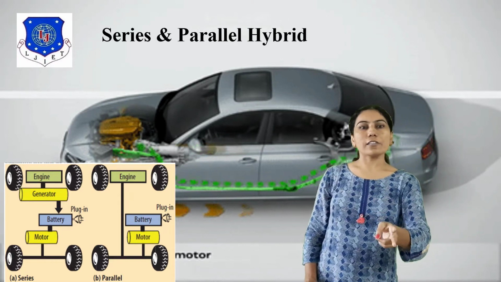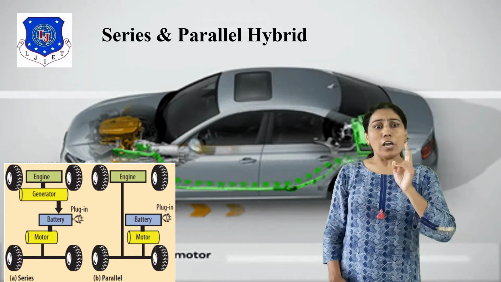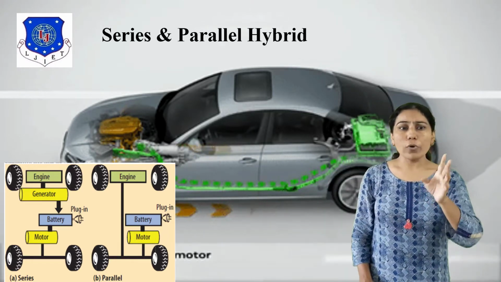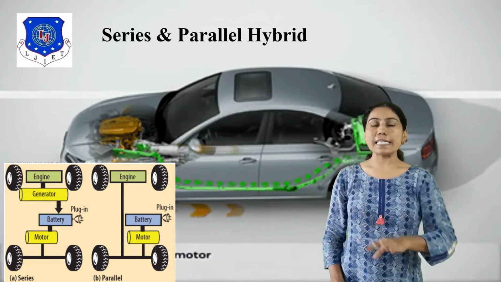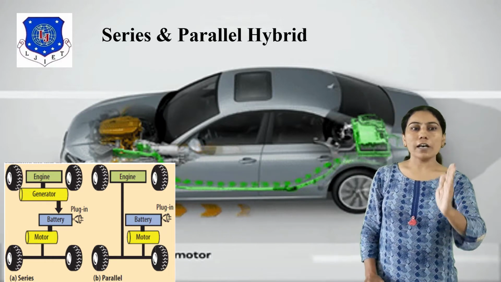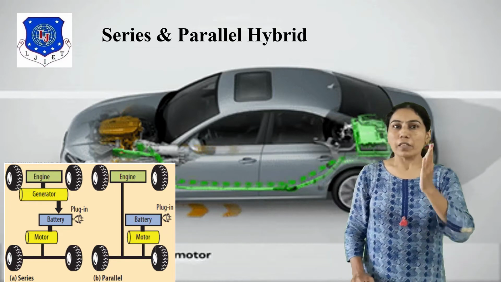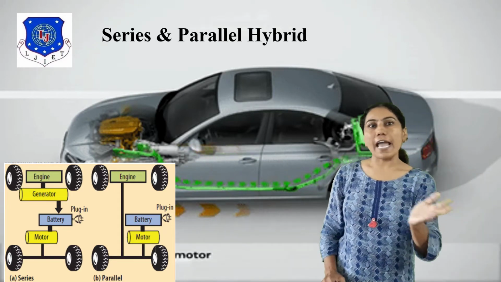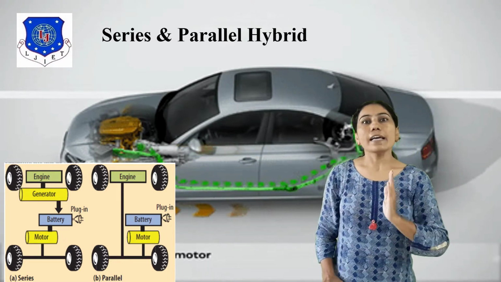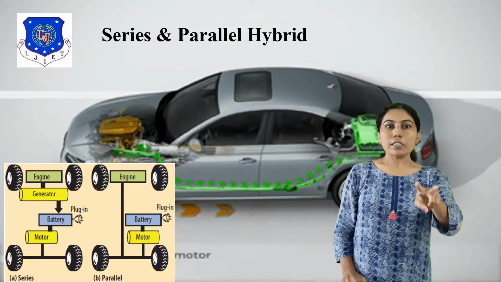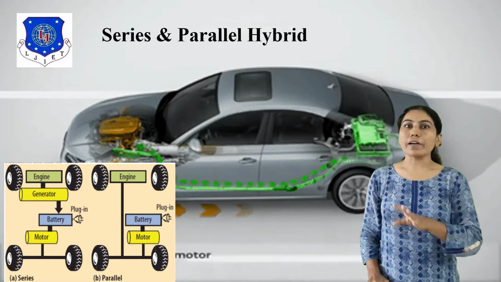Engine and motor and transmission at the same time. In a series hybrid, the engine never transmits to the wheel, as you can see in the diagram of the difference between series and parallel hybrid. The engine provides power to the generator. The generator can either charge the battery or power the electrical motor. The engine is never transmitted directly to the wheel. This is the main difference between series and parallel hybrid vehicles.